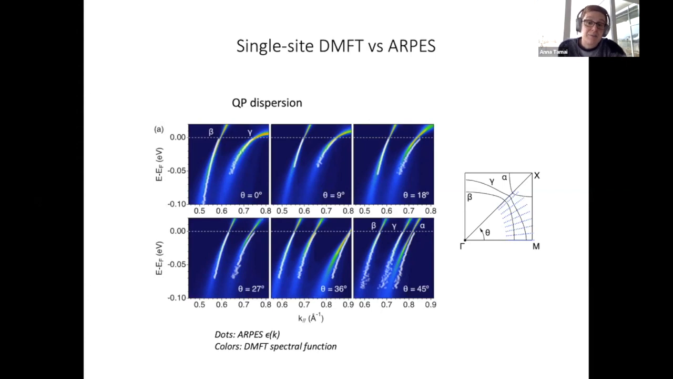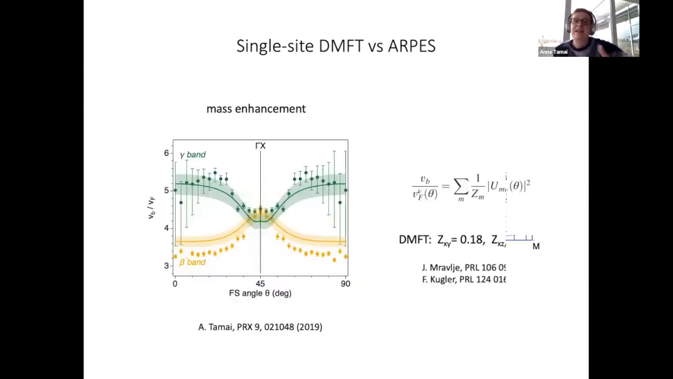And at the same time, if you look at the mass enhancement that we extract from the experiment, and what you can calculate if you start from the mass enhancement found by the DMFT, taking into account the orbital mixing, the DMFT reproduces exactly the same angular dependence. This is kind of surprising because this is single-site DMFT. It doesn't consider non-local interaction.